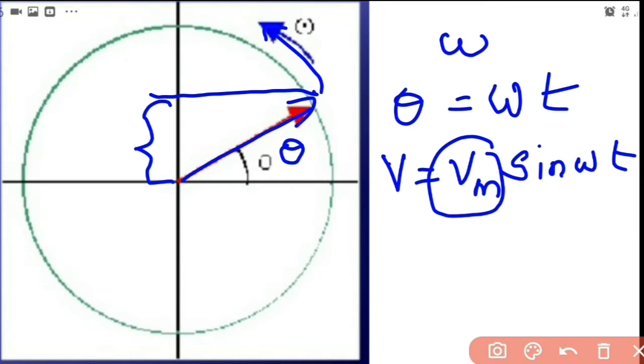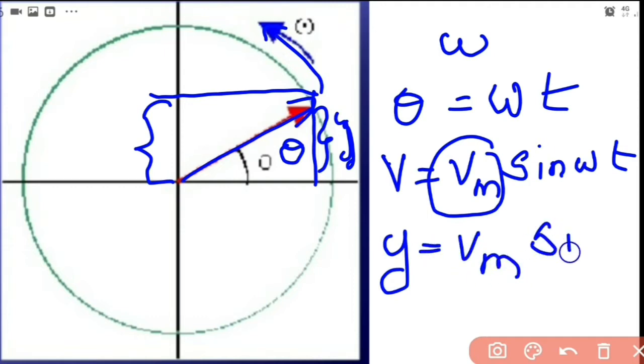On the y-axis, that distance is the same as the distance we represent on the other side in that diagram. From that triangle, if we take sine theta, that means sine omega t, and represent that distance as y, then sine omega t equals y divided by Vm, or y is equal to Vm sin omega t. Like that we get it from the diagram. And we know Vm sin omega t is what we say.